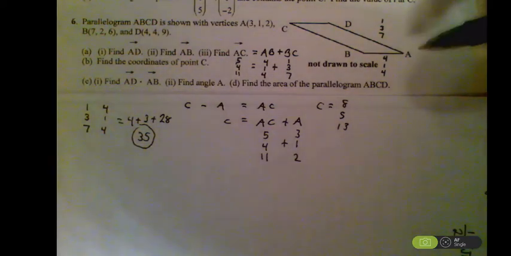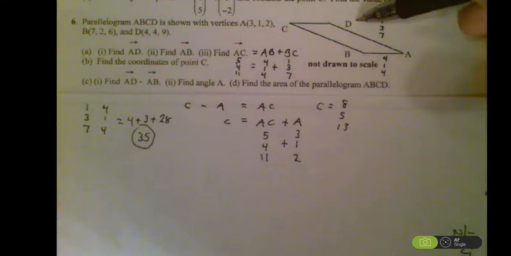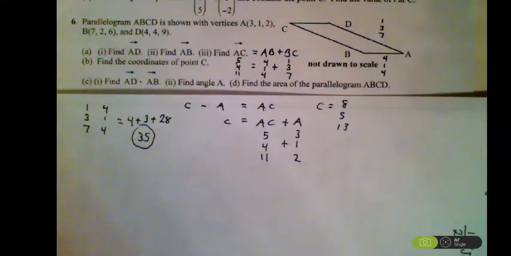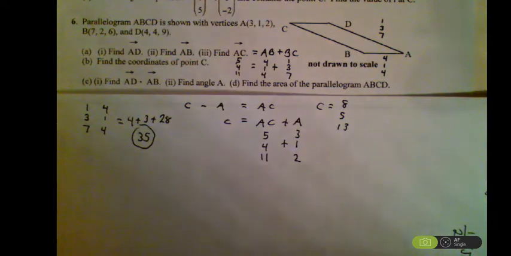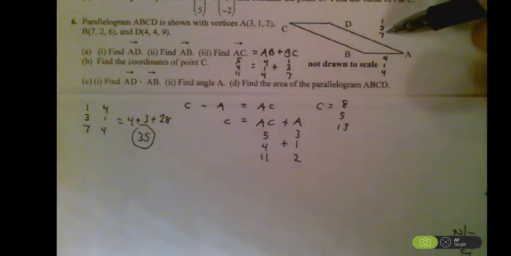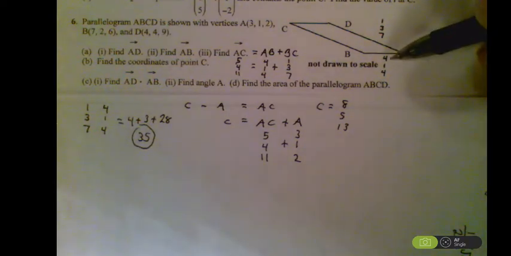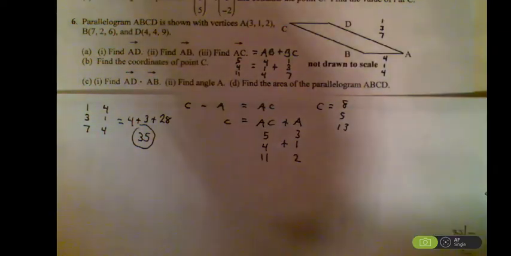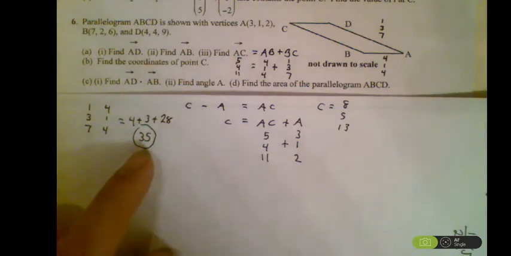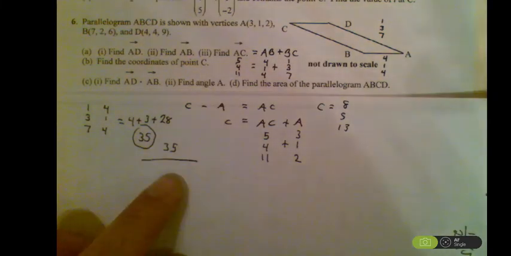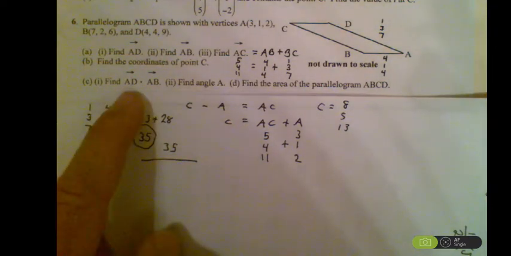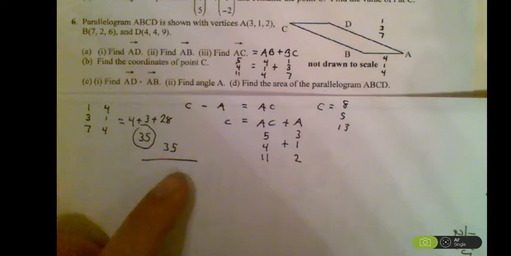So find angle A. Angle A is formed by AD and AB. So when I go to use my formula for the angle between two vectors, I want to make sure I use the two vectors that form that angle. In the top part of that formula is their product. The numerator is the product of the two vectors, which we already have. So there's my numerator. And the denominator is the product of their magnitudes. So the magnitude of AD times the magnitude of AB is going to go on bottom.